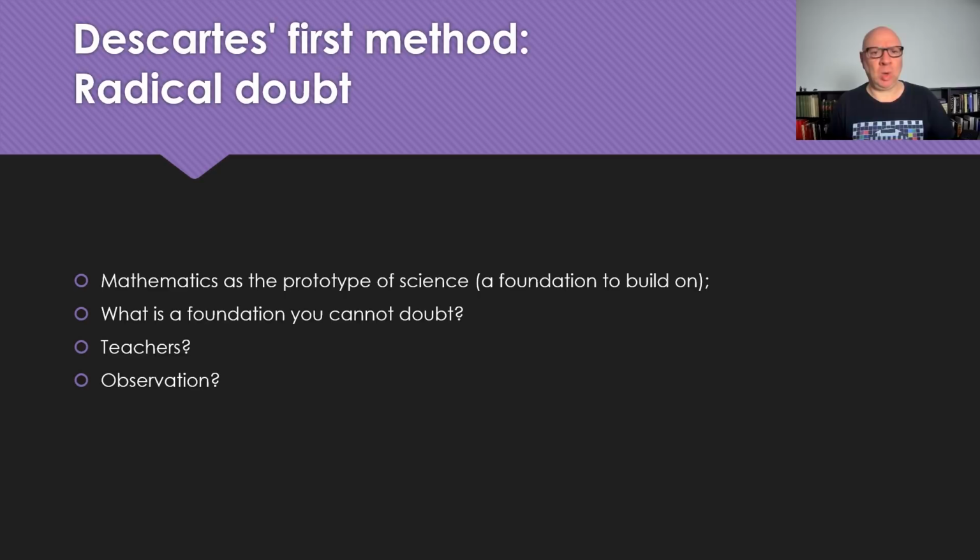Because they were wrong in certain things, maybe they were also wrong in the other things they told me, which I actually might believe are true. But I can't say that I can justify those beliefs by referring to my teachers, because my teachers have told me things that were wrong on other occasions. Okay, so teachers cannot be used to justify your beliefs. Can you use observation?